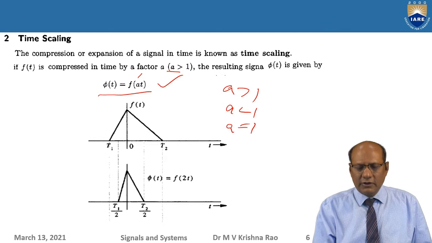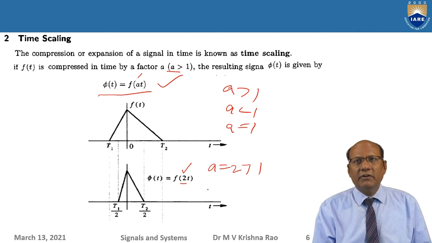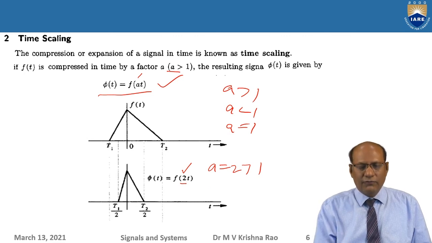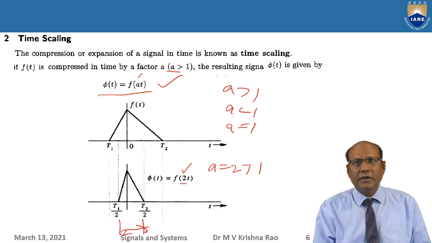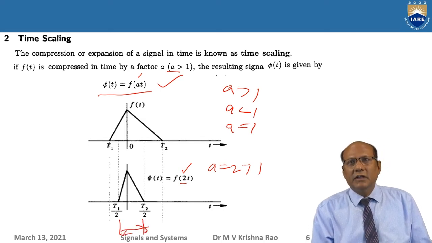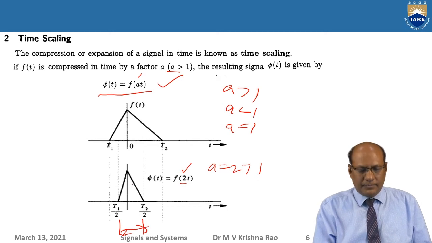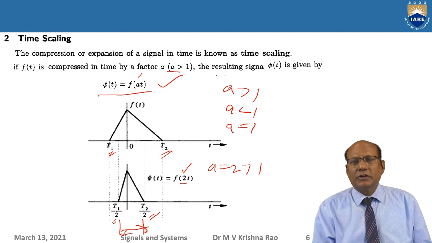And if a is greater than 1, for example, take a equal to 2. So a is equal to 2, that is nothing but greater than 1. So what happens when you take greater than 1? The waveform will shrink. It will be compressed in time like this. Okay, compressed in time like this. T2 will become T2 by 2. T1 will become T1 by 2. Okay, so that is how you will get it.